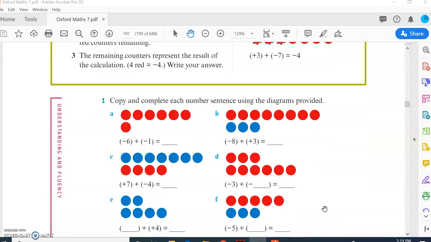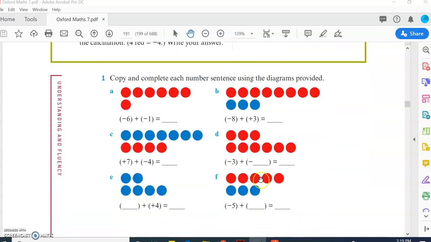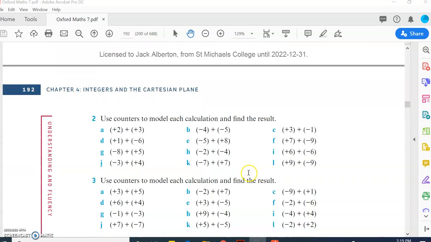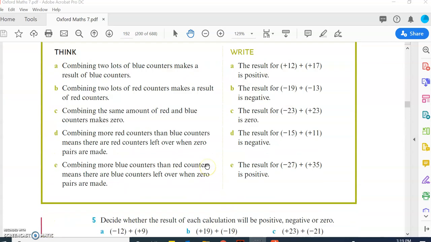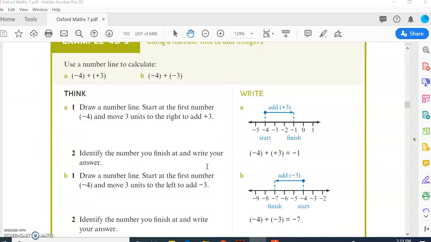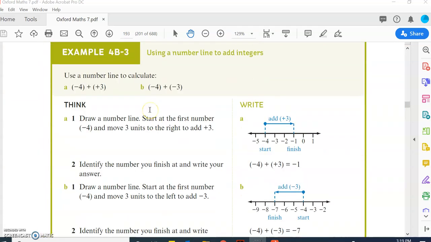So you work through question 1 using the counter model, and 2 and 3 also use the counter model. Now, down below in this example and then the questions following, we're using a number line rather than counters, and we'll just have a look at the two.